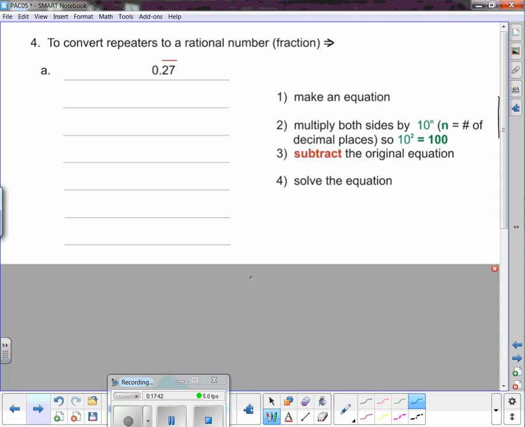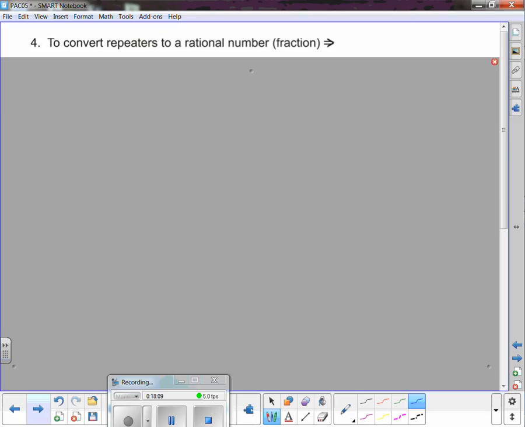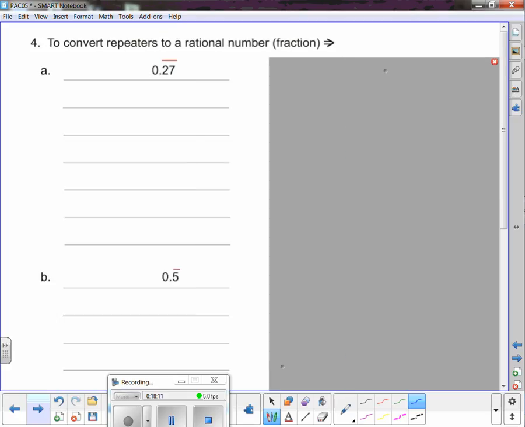All right, here's the last thing. And hopefully I'll get to both of these examples. Converting repeaters to a rational number, which is a fraction, is a little tricky. And by the way, rational number means fraction. Not a big deal, just slipping that in to get that in your thought. All right, well, here's a repeater, and these are a little bit tricky. There's a process to it. So let me do this with my shade, if I can, so I can focus your attention.